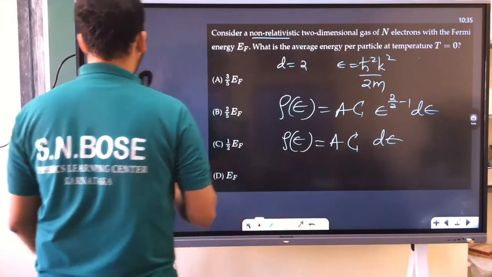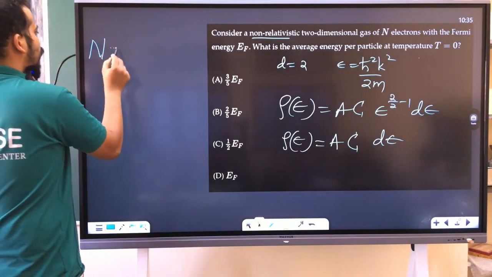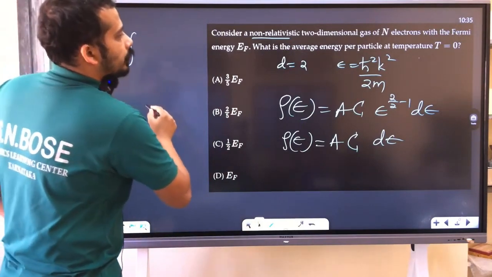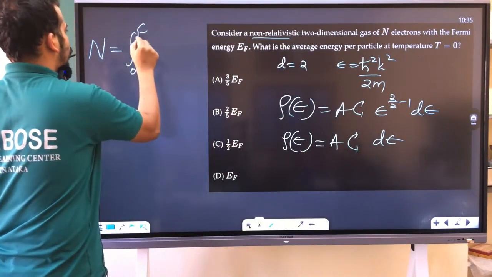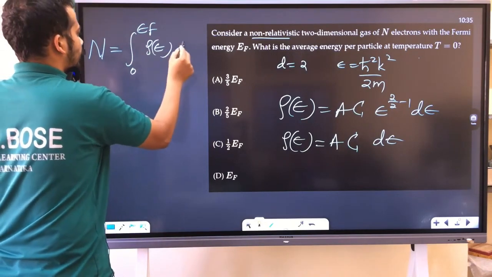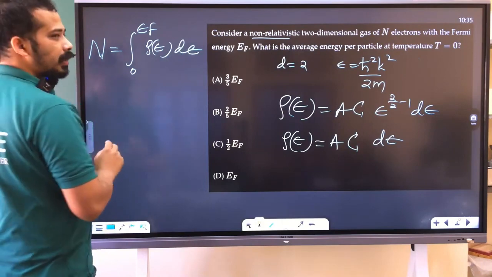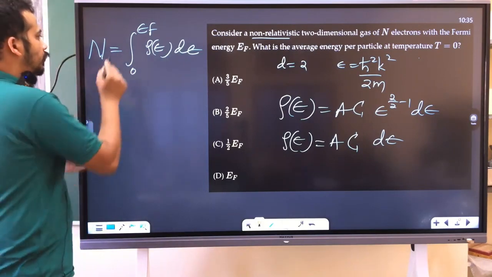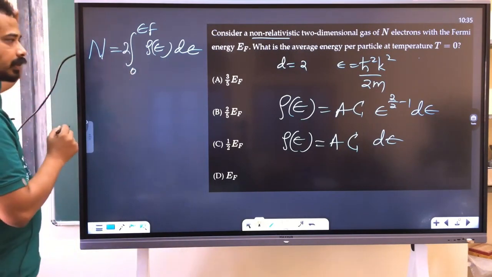Then you need to do these two actually. Number is equal to integral 0 to EF of rho of E dE. It doesn't matter when you take the ratio, that factor 2 will get cancelled, but still take the factor 2.